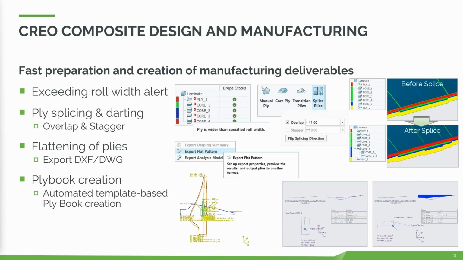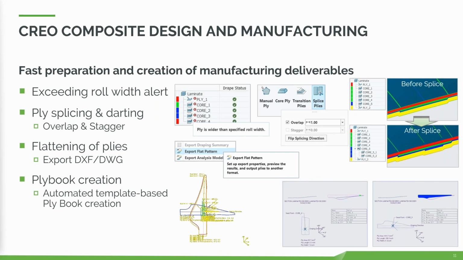And then lastly, on the design and manufacturing side of things, other options you've got with the draping simulation: it can also identify where you might have exceeded your material properties, things like roll size warnings. Then we can start to look at whether we need to do splicing or darting. We've got options there for overlap and stagger to help with that, and we can visualize all that in the cross sections in the screenshots, and Daniel will show this in the demonstration.